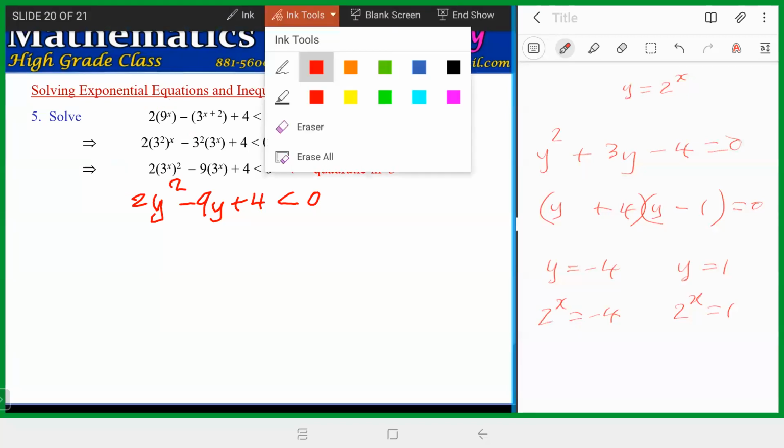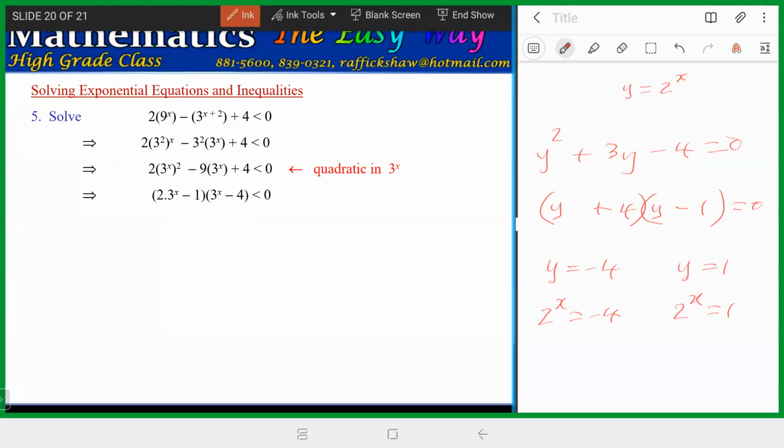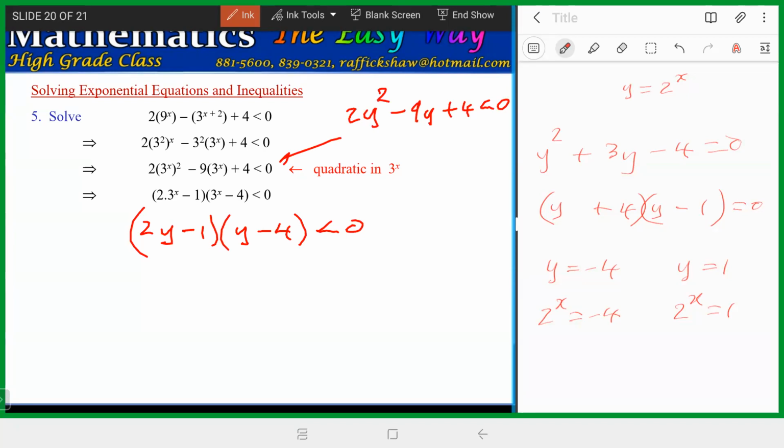Let me erase this because it's on the slide. So I work into the 3 to the x, no problem. This little dot means times. So maybe it is better to work it like this: 2 times y minus 1 half times y minus 4 less than 0. That is if we write this as 2y squared minus 9y plus 4 less than 0, and we'll factorize it.